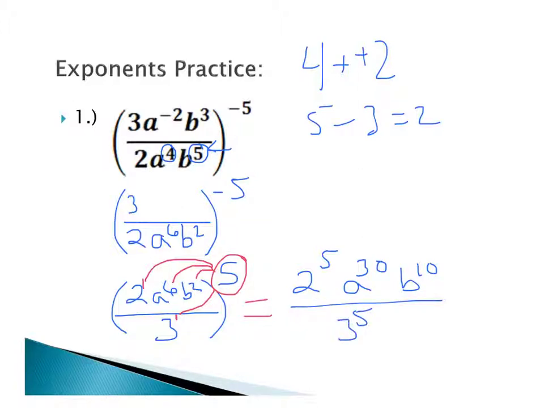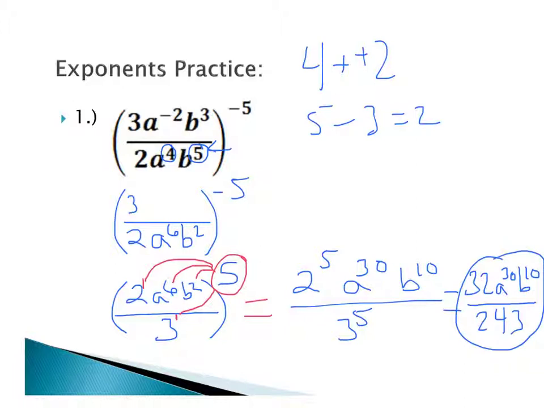Alright. Some of these are a little big for some of us, so we can plug them in our calculator if we need to. 2 to the 5th, that's like 2 times 2 is 4, times 2 is 8, times 2 is 16, times 2 is 32. a to the 30th, b to the 10th, all over 3 to the 5th, which equals 243. And there's my final answer. Whoo! That was a doozy.